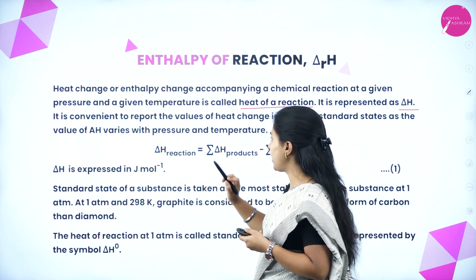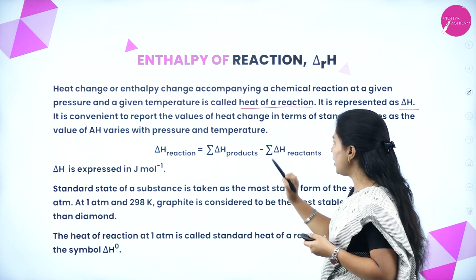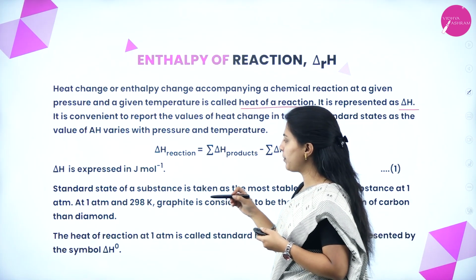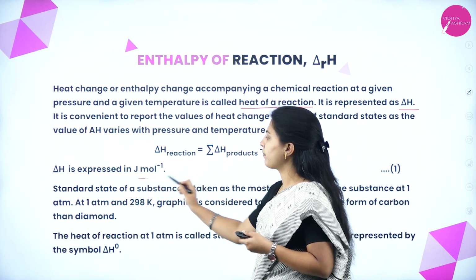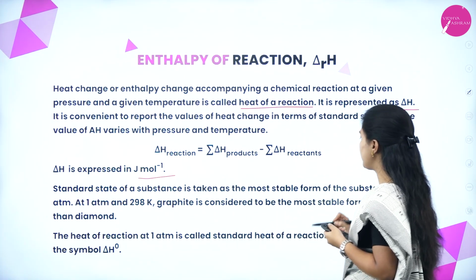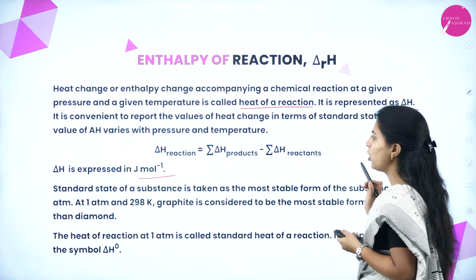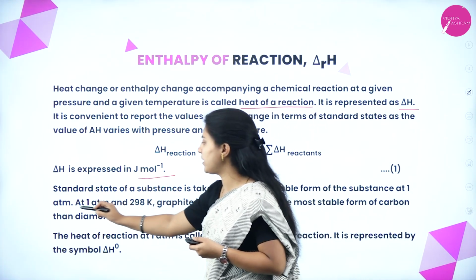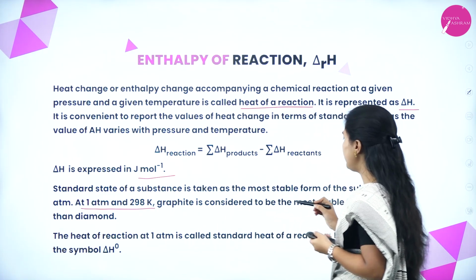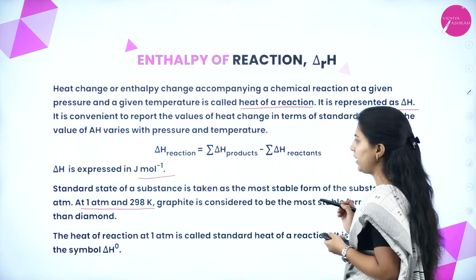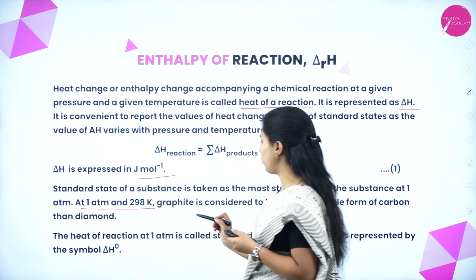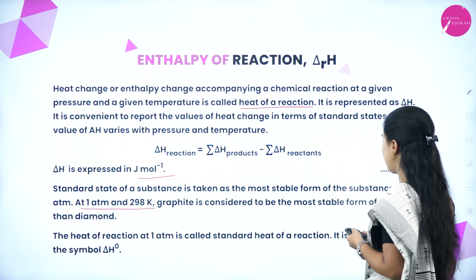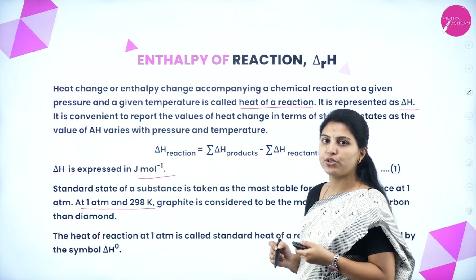See here, delta H reaction equals the sum of delta H products minus the sum of delta H reactants. That will be expressed in joules per mole. Standard state of a substance is taken as the most stable form of the substance at 1 atmospheric pressure and 298 Kelvin. This is the standard STP. Graphite is considered to be the more stable form of carbon than diamond. The heat of reaction at 1 atm atmospheric pressure is called standard heat of a reaction. It is represented by delta H naught.